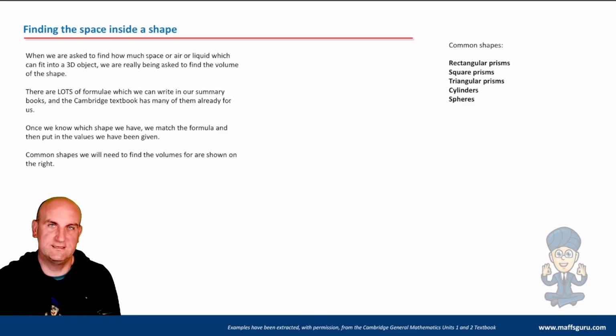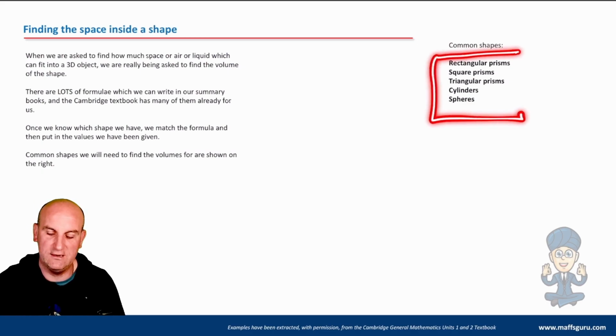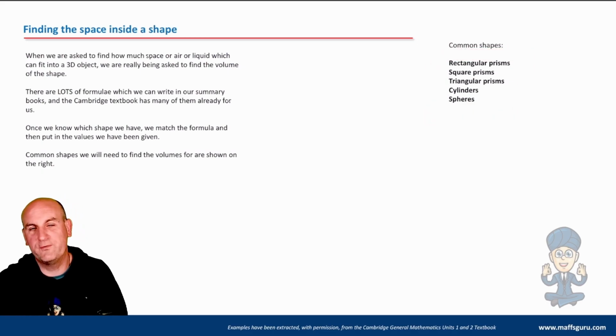Now, we try and trick you a little bit later on with capacity, but that's really when we fill things up with liquids. So when we're filling shapes up with liquids, we try and find the capacity. Otherwise, we try and find the volume. There's a really subtle difference between the two. For the course we're going to do, we need you to be able to find the volumes inside a number of common shapes, for example rectangular prisms, square prisms, triangular prisms, cylinders and spheres.